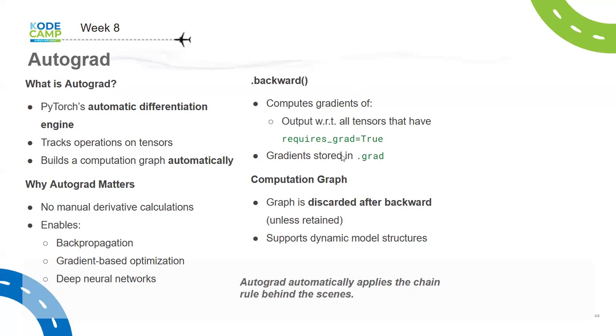Then the interesting thing is that after that backward, the computation graph that was created is discarded, unless you explicitly retain it. It's discarded after backward is called. So the computation graph supports dynamic model structures, like we said already, because it's a dynamic computation graph, it builds up in real time, just in time as the code is running. So AutoGrad automatically applies the chain rule behind the scenes.